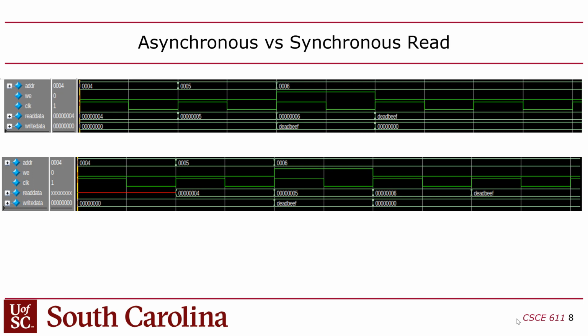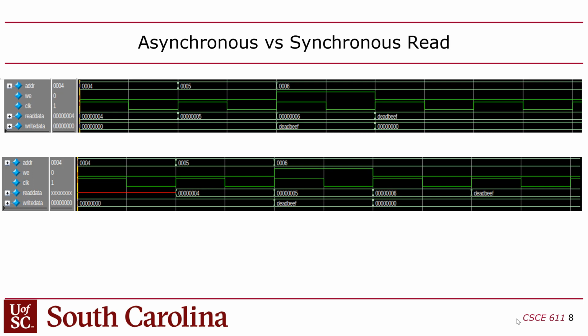Okay, so in this case, the address is incrementing 4, 5, 6, but once it gets to 6, it stays at 6. The data I'm writing is dead beef, and so I want to write dead beef into address 6, right? Write enable is 1, right? Now, when is that write going to happen? Well, it's not going to happen until the first rising edge of the clock, after 6 has been established as the address. In other words, I'm going to write dead beef to address 6 on this rising edge, right?